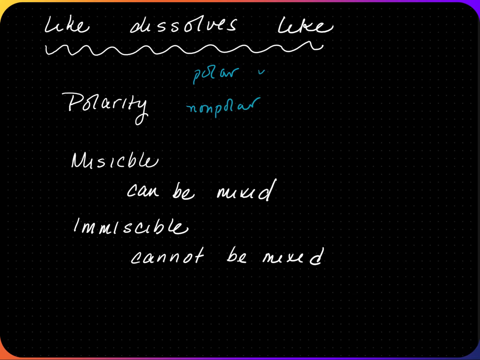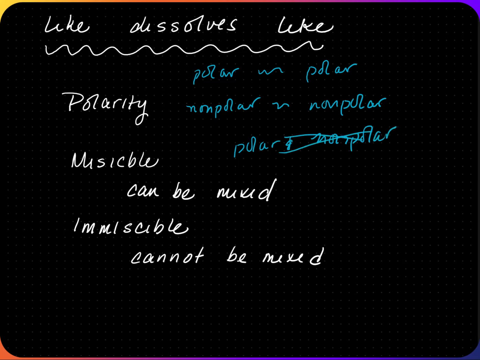In general, if it's polar and polar, a solution will form. If it's nonpolar and nonpolar, a solution will form. But if it's polar and nonpolar, there will be no solution. We follow like dissolves like. Also, you need to understand what miscible means. Miscible means that the solute and solvent, or multiple liquids, can be mixed. Immiscible means they cannot be mixed.